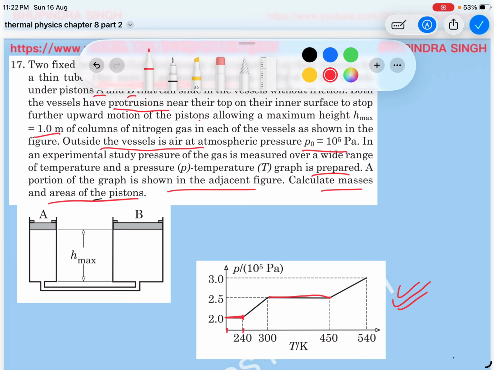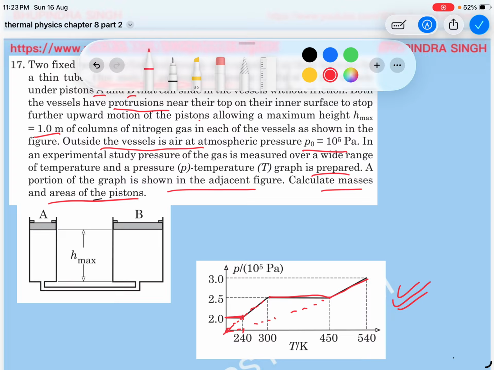And when you see from 240 to 300 in this graph, if you extend it or see it from the slope, it is passing through the origin. This graph is also passing through the origin, right? It means the volume of the gas is becoming constant two times. So two times pressure is becoming constant and two times volume is becoming constant.